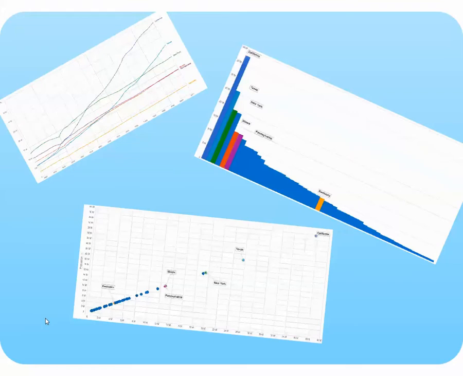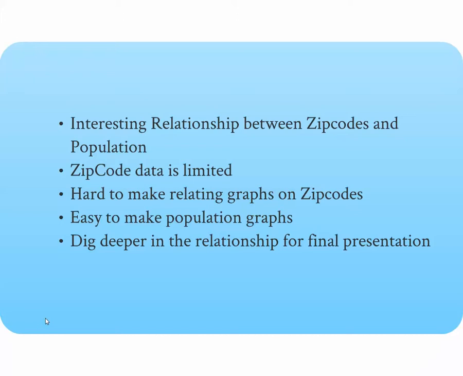But I'll take the population and resemble it into the zip codes, and I was interested in this because I think it's a relationship that hasn't really been done before.